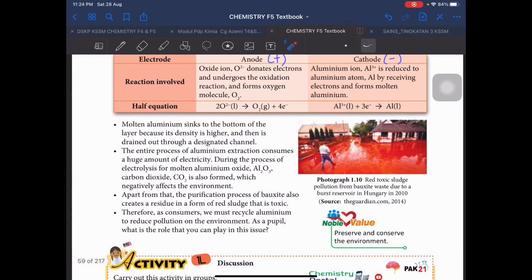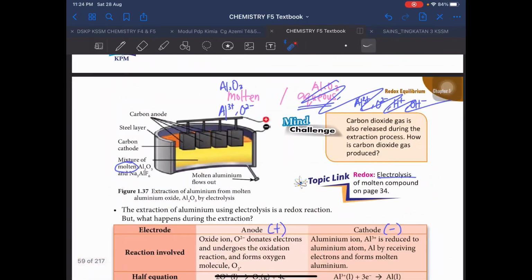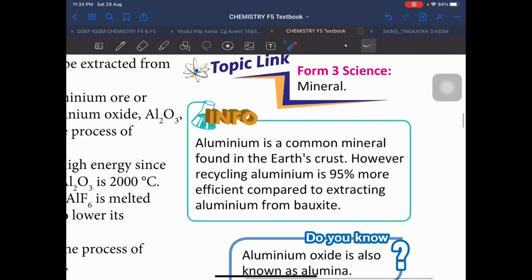Right? So it is better. Okay, there is one point here that attracted me. This one. Aluminium is a common mineral found in Earth's crust. It is indeed common, commonly found. However, recycling aluminium is 95% more efficient compared to extracting aluminium from bauxite. I hope you understand why recycling is better.